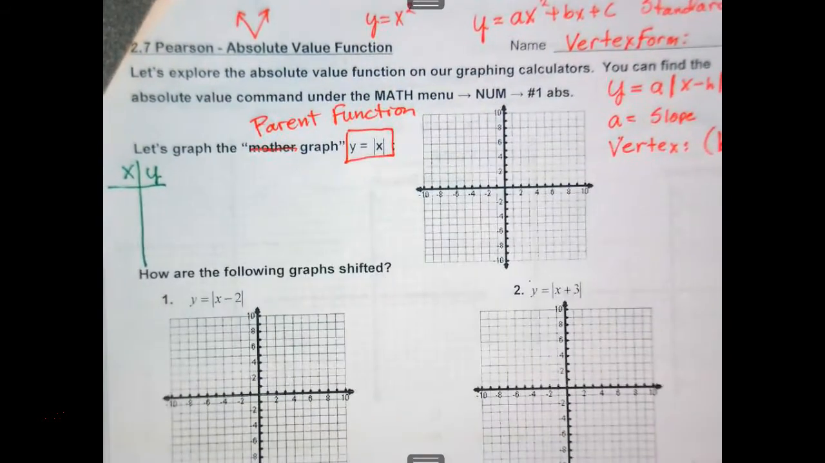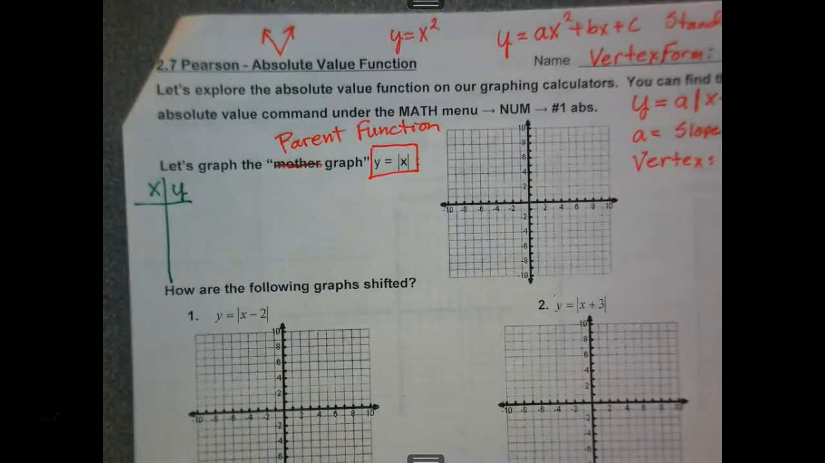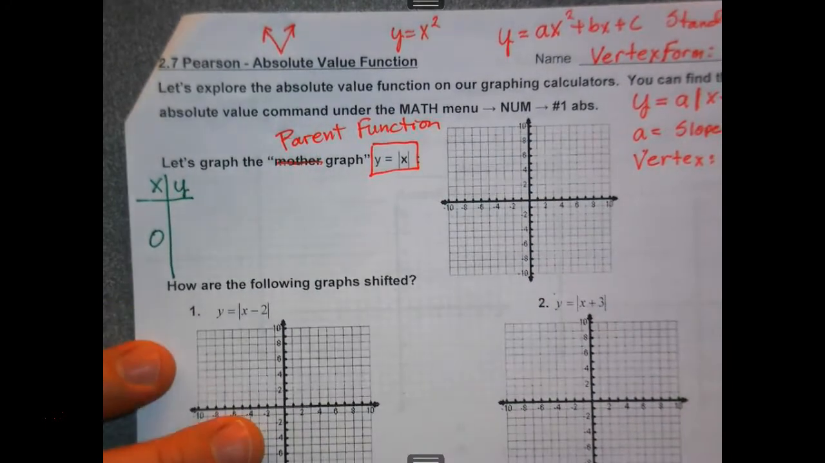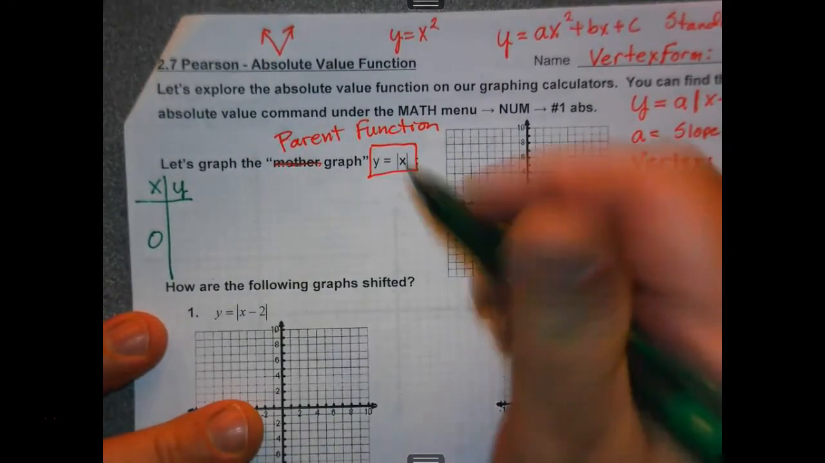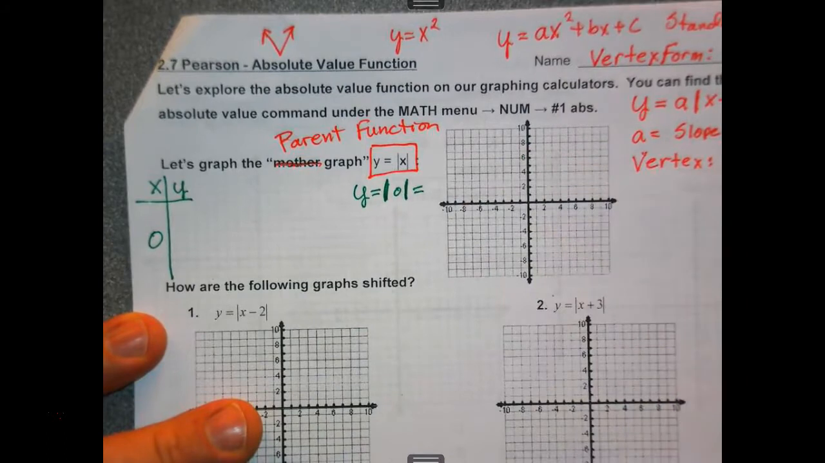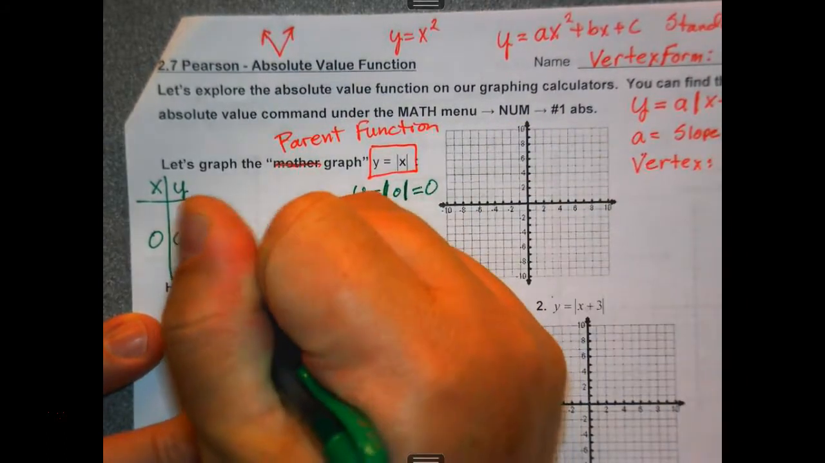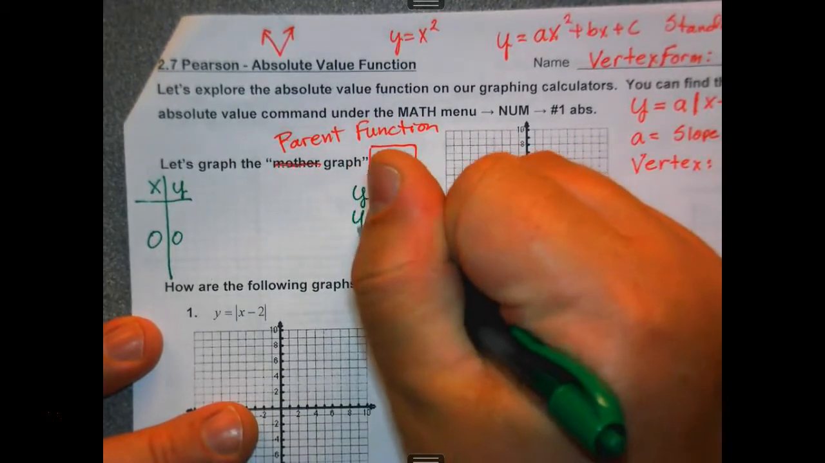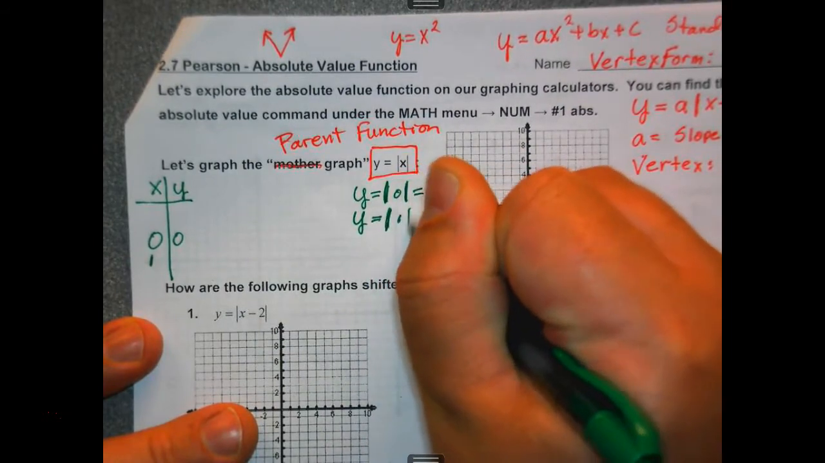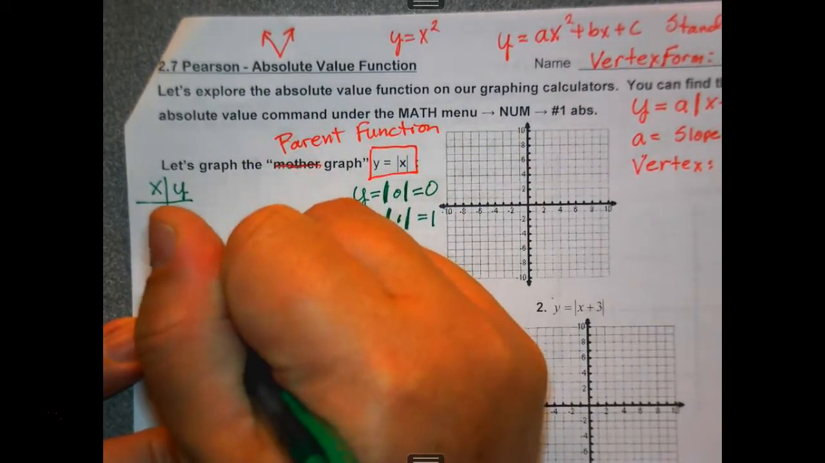Are you ready? Now, remember, we choose x. That's the independent variable. What's the easiest number to compute with? Is a number easier than 1? 0. I'm going to choose 0 for x. Now I've got to solve for y. So y equals the absolute value of 0. What does y equal? 0. Now I'm going to choose 1 for x. The absolute value of 1 is what? 1. So I solve for y, and that's 1.